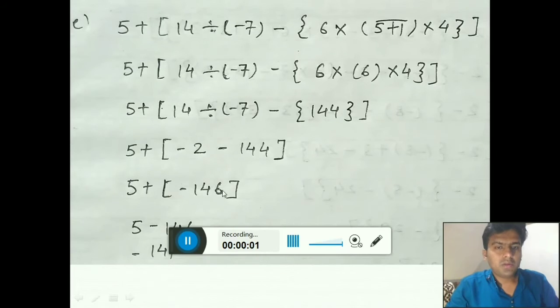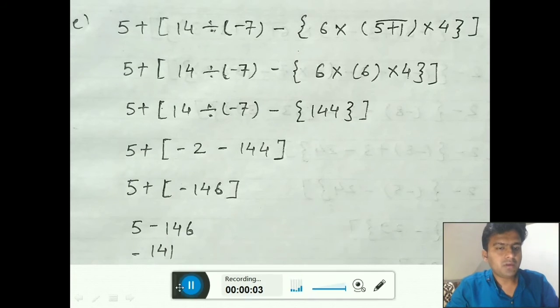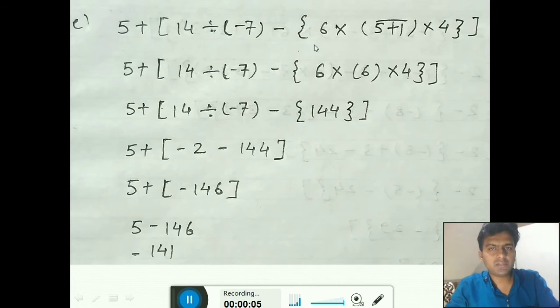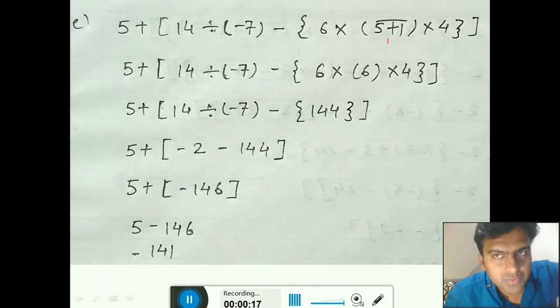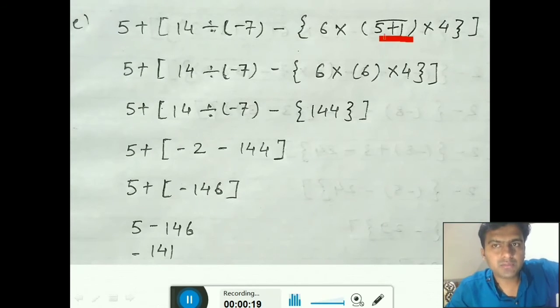I hope you understood clearly how to use the BODMAS rule to simplify this equation, so I think you can solve this equation also. According to the BODMAS rule, we have to search for the bracket. First we have to solve the line bracket. Here is the line bracket. So 5 plus 1 is 6, and all the other numbers we write as they are.